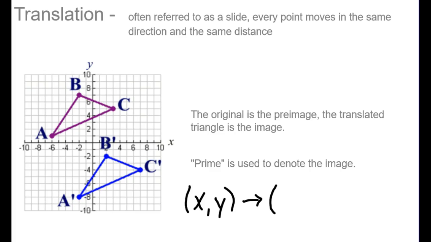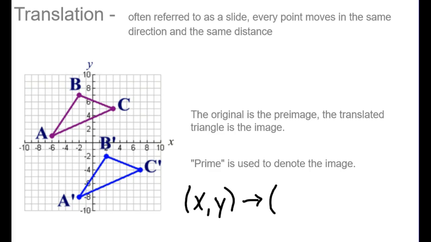The first transformation we're going to discuss is a translation. This is often referred to as a slide. Every point moves in the same direction and the same distance. A few vocabulary terms: pre-image and image. The original triangle in this case, that is the pre-image. The translated triangle is going to be the image.